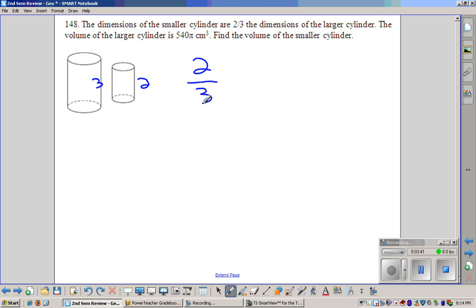And if we want to find the volume, we're going to have to cube this. So that'll give us the new ratio of cube the 2. 2 times 2 times 2 is 8. 3 times 3 times 3 is 27. This is the volume ratio.